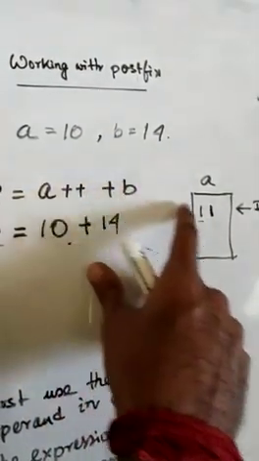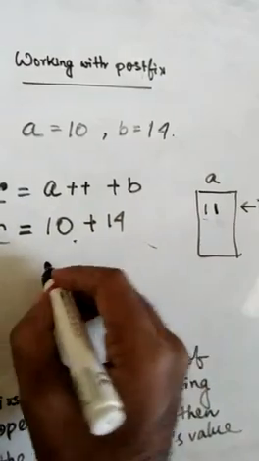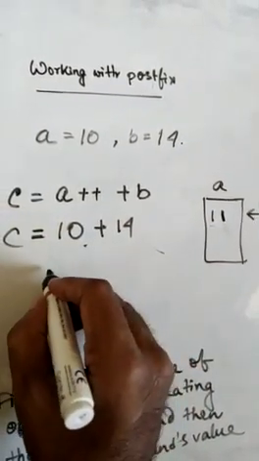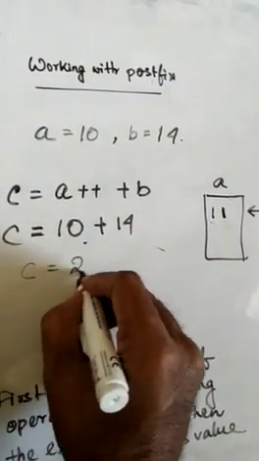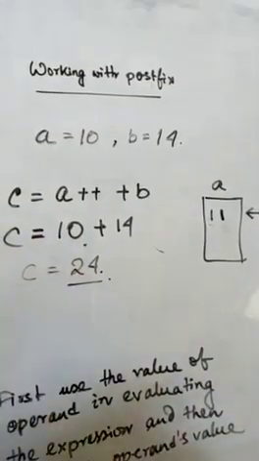So the value of A becomes 11 right now, but we will use the previous value. So here the value of C becomes 24.